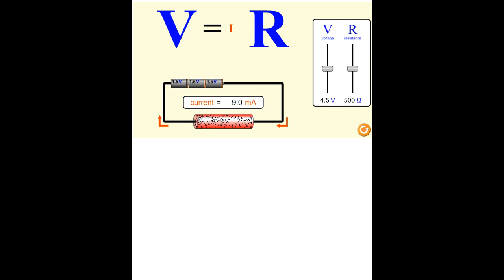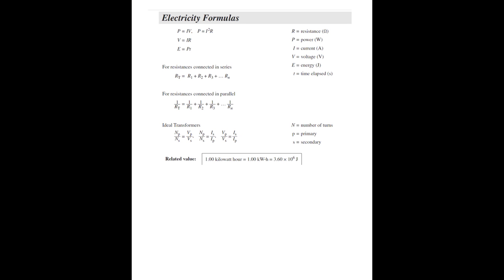So in your data booklet, you do have all of this information in terms of the variables and the equation that we're talking about right now. So electricity formulas, if we take a look along the right-hand side here, it tells us capital R is for resistance, and there are your units of ohms. I is for current, units are amps, V is for voltage, and capital V is the unit for that one as well. The equation that we're talking about right now is this one, so V equals IR.